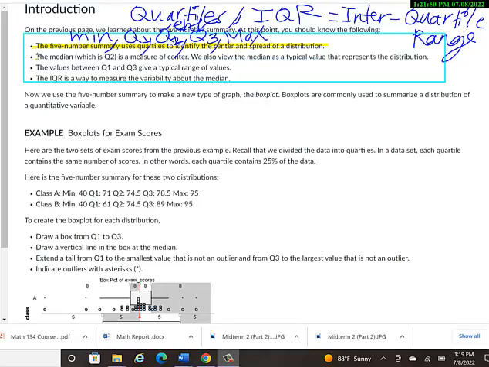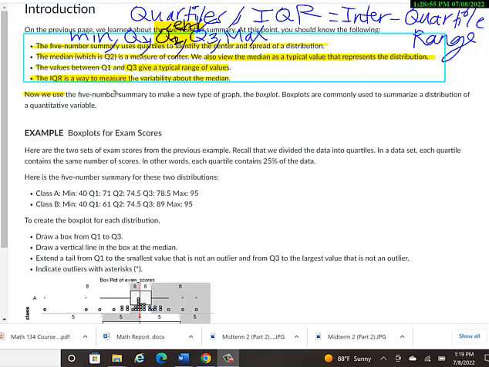And then the median, which is Q2, like we were talking about, is a measure of center. So they might call it median, they might call it center. We also view the median as a typical value that represents a distribution. And then also that the values between Q1 and Q3 give a typical range of values. The interquartile range, or IQR, is a way to measure the variability about the median. Now let's try an example.